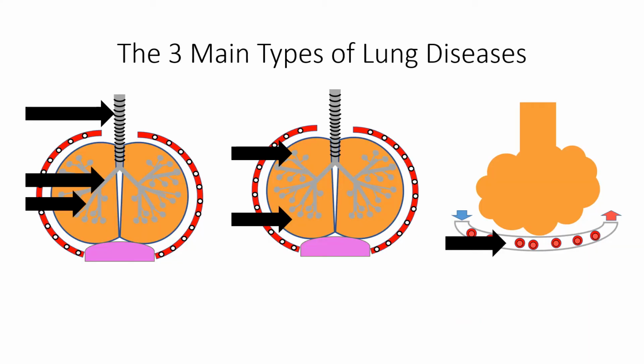We have three main types of lung diseases. Look at each of the pictures and try and work out what those three main types of lung diseases might be. Pause the presentation, spend a minute, come up with your answer. When you're ready, you can restart.